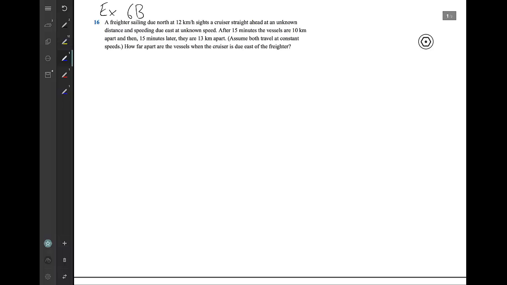Here we're looking at exercise 6b, question 16. So it's one of the rates questions from the Algebra 2 chapter. We're going to go ahead through this question and try to draw a diagram as we do.